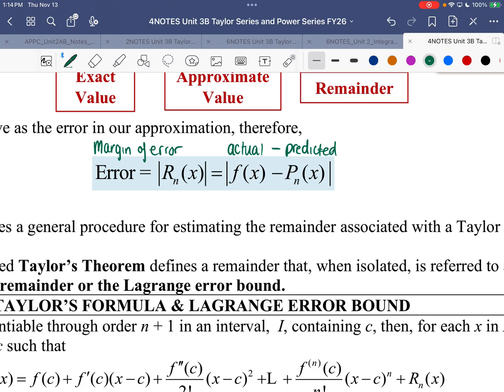So with a margin of error, if you're making some kind of product, you take the size of the actual product you want minus what you actually had. So predicted, or what you have, what you can calculate without a calculator. The difference between what we actually want and what we have should be really small, because it should be a good prediction. So we want this number to be little. We want that error to be a small margin of error. If the margin of error is too big, then you send it back.